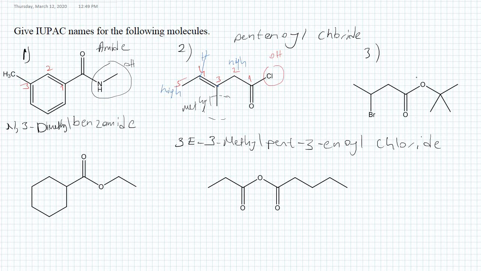Let's look at what kind of carboxylic acid derivative it is. So we have here a carbonyl part, an oxygen, and here we have an alkyl group. So this is an ester. Okay, so what is the name? How do we name esters?